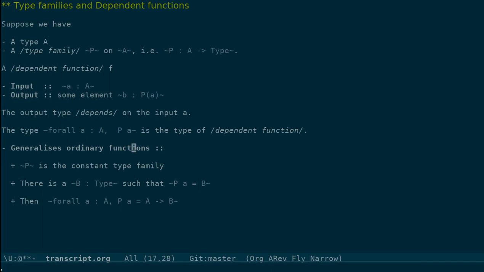Now, these dependent functions actually generalize ordinary functions. For example, if P is a constant type family, let's say there is a type B such that P of a is always B. Then for all a, P of a means that each element a is mapped to P of a, which is B. So that is the same as saying A arrow B, ordinary functions from A to B. So for all a, P of a is actually the type of dependent functions, not a dependent function, but the type of dependent functions.